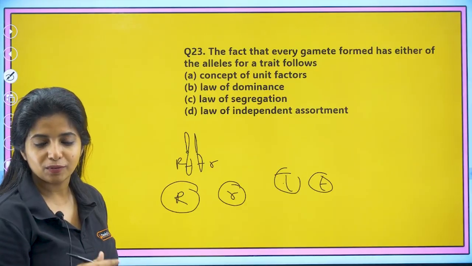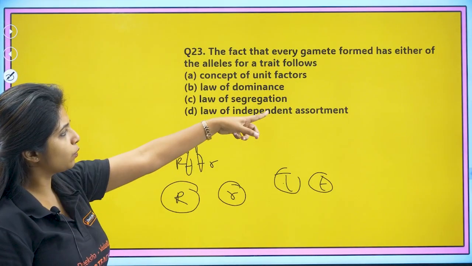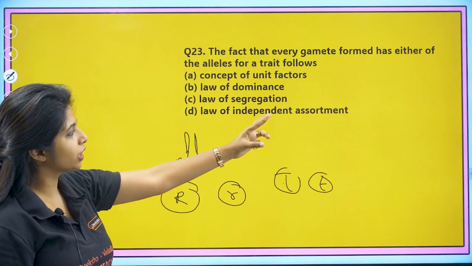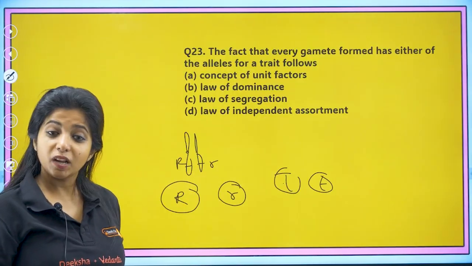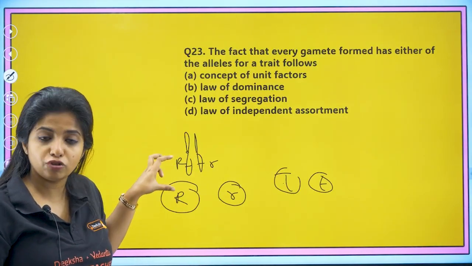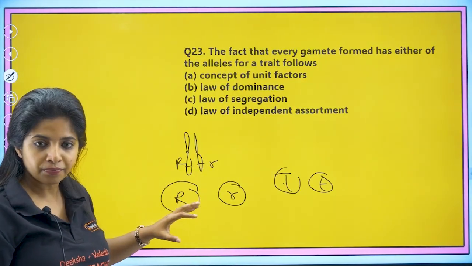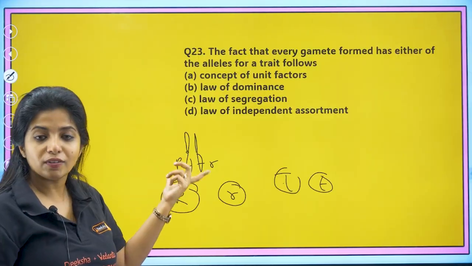Why do you write it? What is the concept behind it? Concept of unit factors, law of dominance, law of segregation, law of independent assortment. Independent assortment works well when you have two genes. Over here, you're just talking about law of segregation.